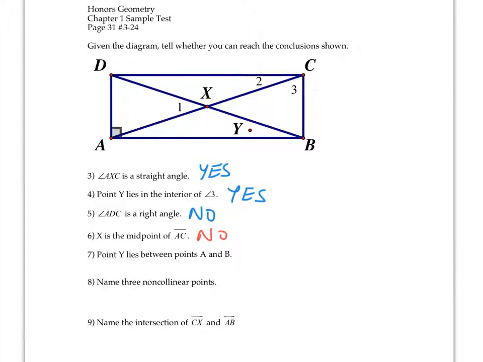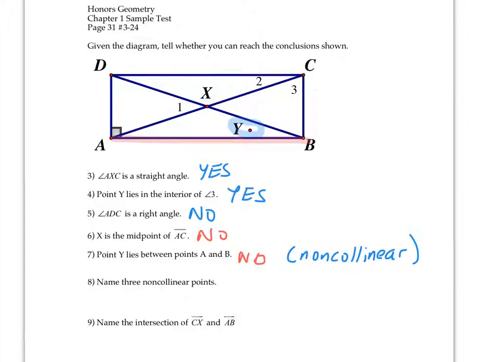And number 7, can we reach the conclusion that point Y lies between points A and B? No, we can't. Remember that for betweenness, points must be collinear, and if you trace out this line from A to B, notice that point Y is not on the line. So they are non-collinear. Point Y is not between points A and B.